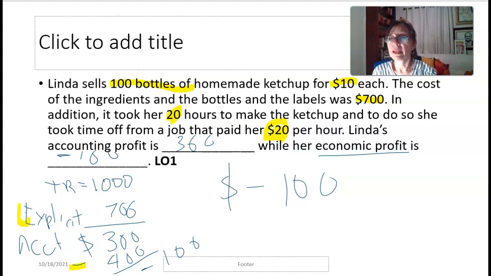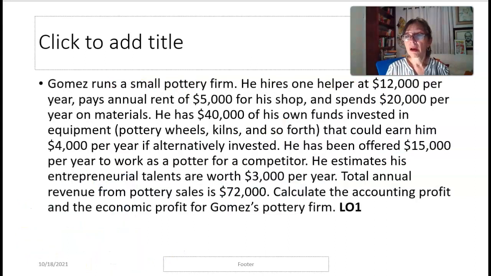Okay, so if I went too fast, go ahead and slow down the video and walk through it step by step. Over here, this is a problem that you have on your homework, so I'd like to see how you do this. Okay, so that pretty much covers explicit and implicit costs. Let me know if you have any questions.